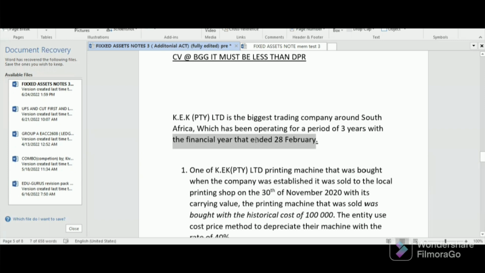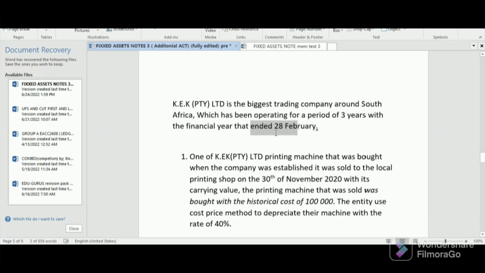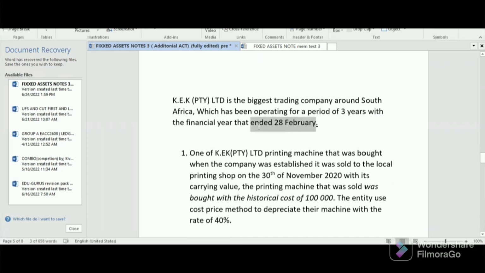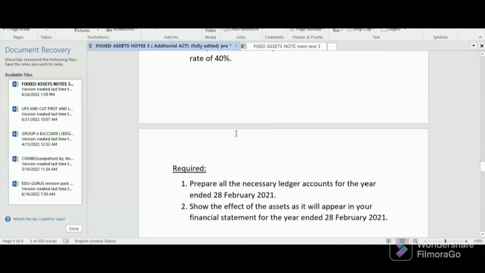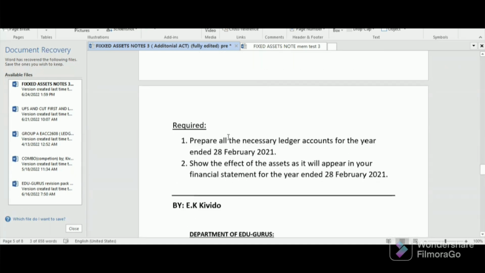If your financial year ended 28 February, remember it started from the 1st of March. But then we are not sure about the year that we are currently in, that we are forced to prepare our financial statements on, right? I said to you earlier, after reading this information, just go back to your required and check which current year you are supposed to prepare your financial statements on. Let's check the required: prepare all the necessary ledger accounts for the year ended 28 February 2021, right? So guys, this is very important information, meaning our financial statements, or whatever we are required to do, are supposed to specifically focus on the current financial year of 2021.